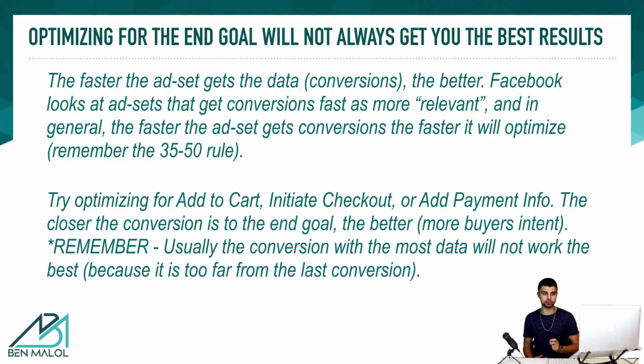It's worth a try though, because we've dealt with so many different types of clients and products that sometimes view content actually works more than a purchase, because there's such a huge amount of data coming in. Okay, and because there's such a huge amount of data, Facebook optimizes super fast. Optimizing for view content sometimes works really well with products that have a high conversion rate. So if your conversion rate is 10%, that means 1 out of 10 people that visit your website is a buyer. So out of 100 view contents, you're going to get 10 buyers, which is a pretty good statistic, okay?